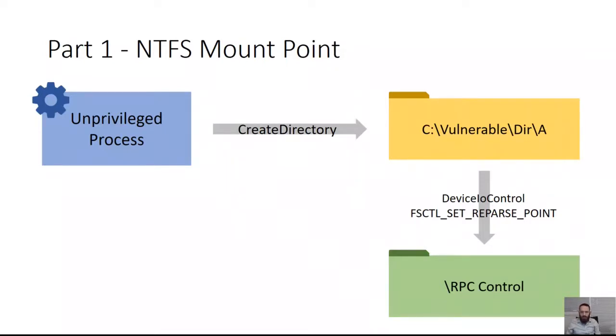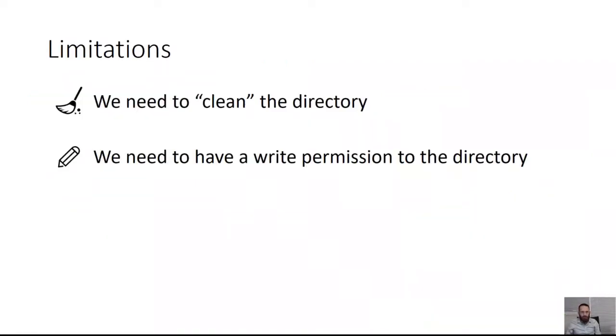Since there is at least one object directory, we have some permissions over it to create new objects there. We can create a mount point there. This directory is the object directory \rpc control. We basically mount a local directory that will be linked to the object manager namespace by calling the create directory API, followed by calling device IO control with a set reparse point flag, which will do the trick.